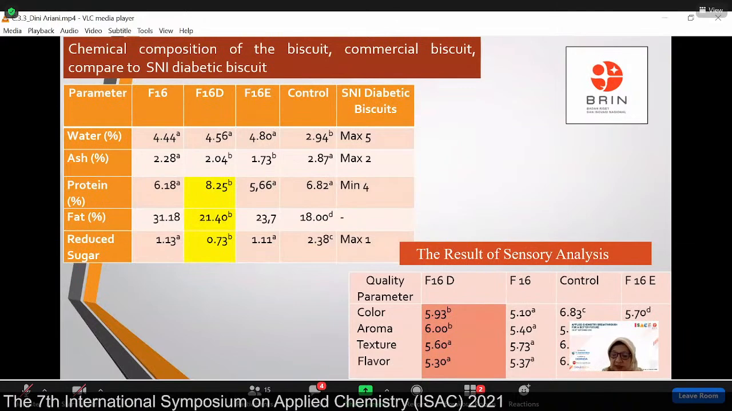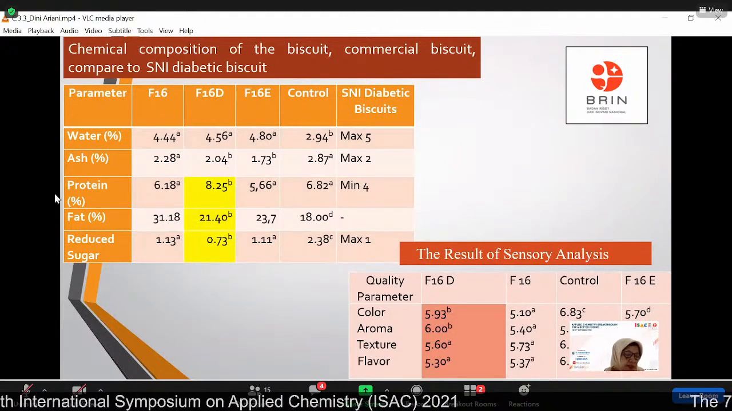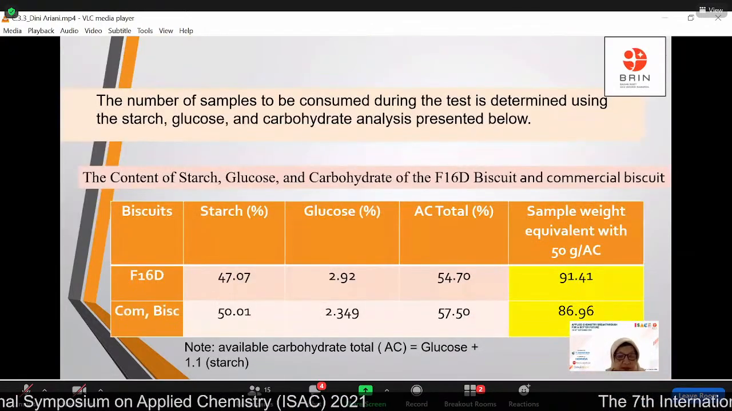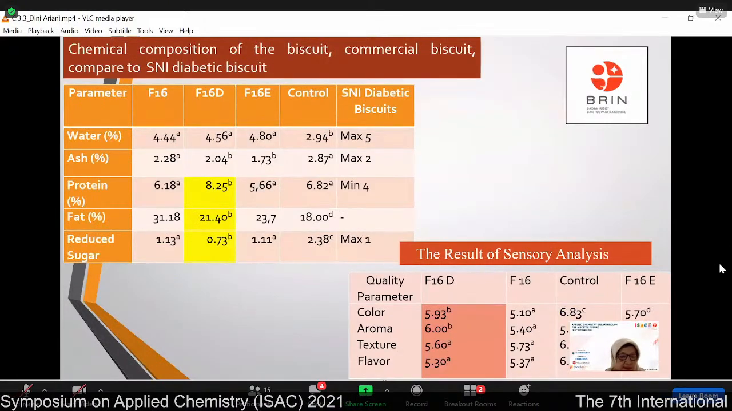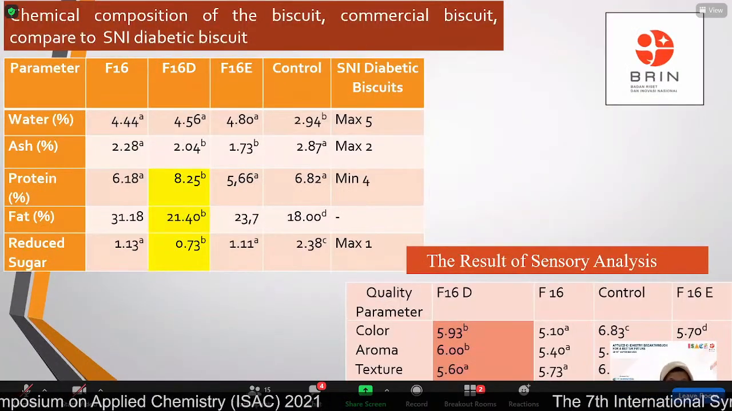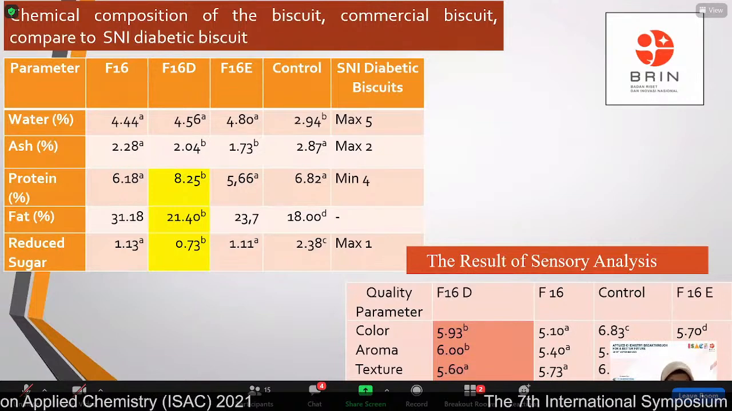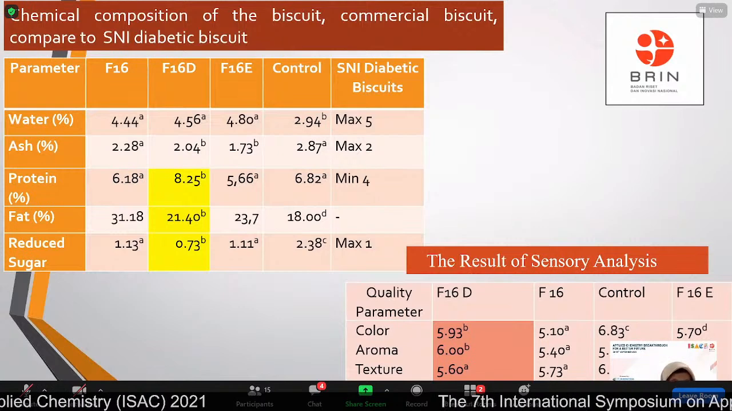For the result, we can show that the best preferred biscuit product according to nutrient content was biscuit F16D. The same thing according to the sensory test: biscuit F16D is the best preferred. Thus, this biscuit F16D should then be tested to find the GI.